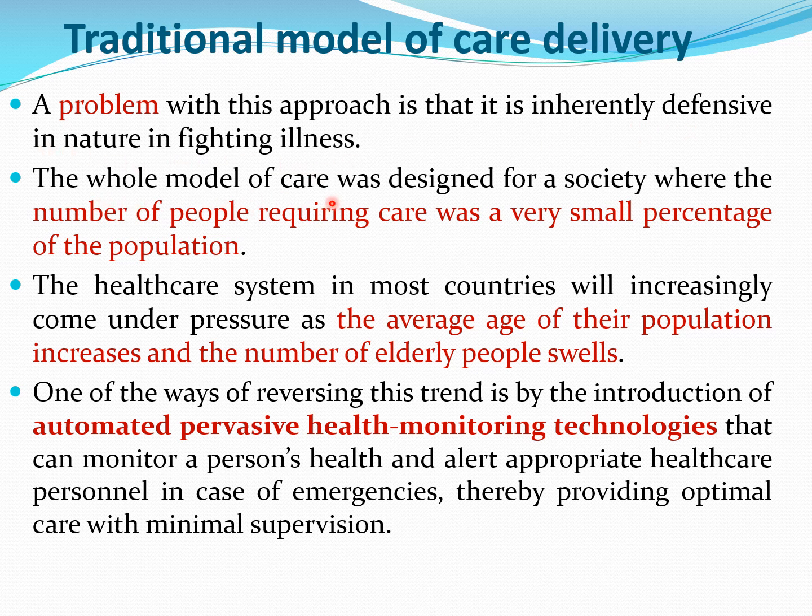The whole model of care was designed for a society where the number of people requiring care was a very small percentage of the population. The healthcare system in most countries will increasingly come under pressure as the average age of the population increases and the number of elderly people swells. The meaning of this is that the number of doctors is significantly lesser than the number of patients.